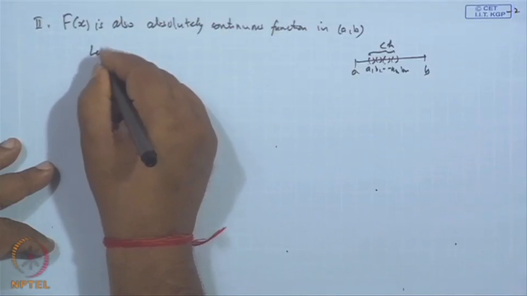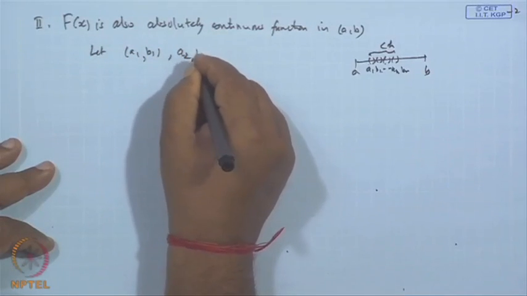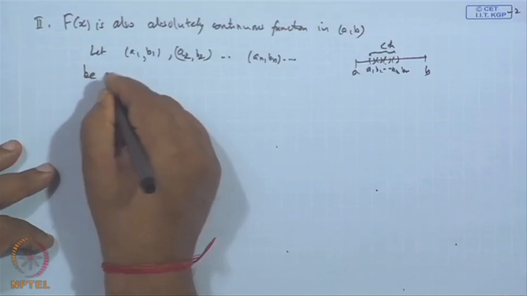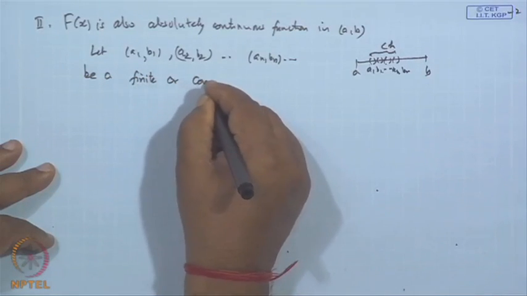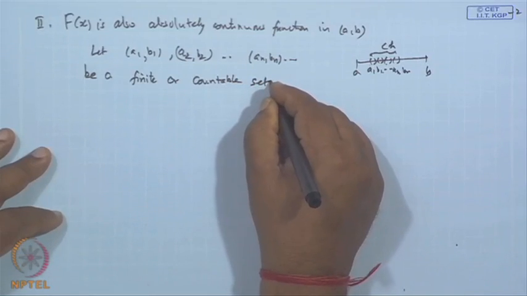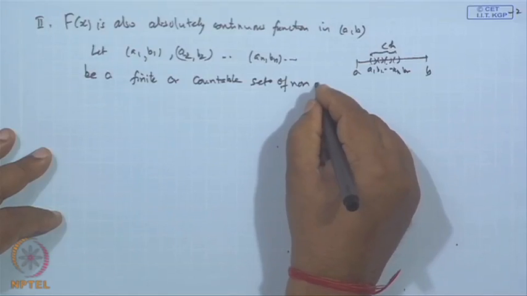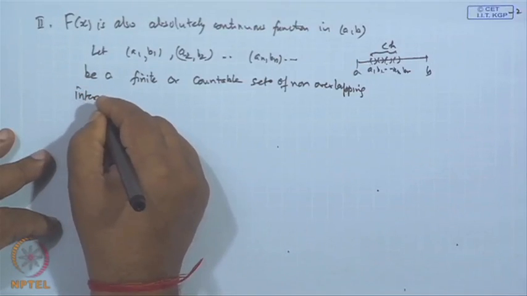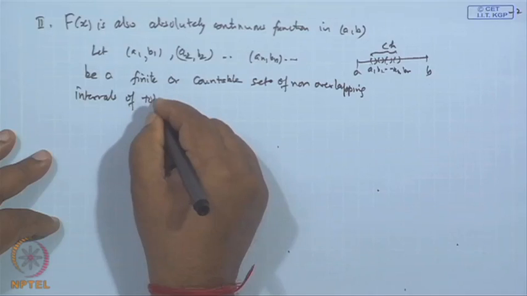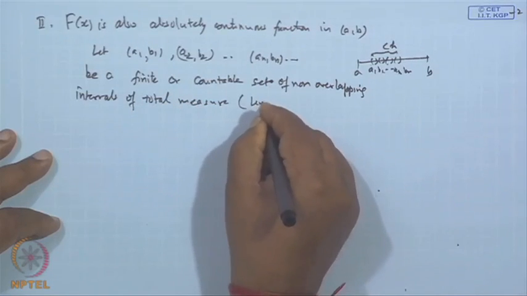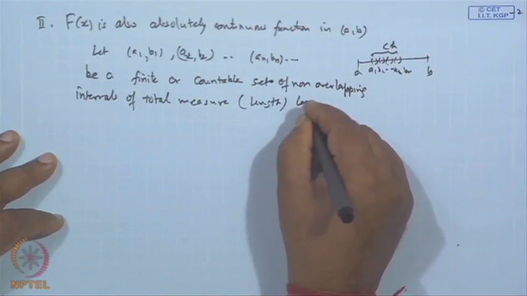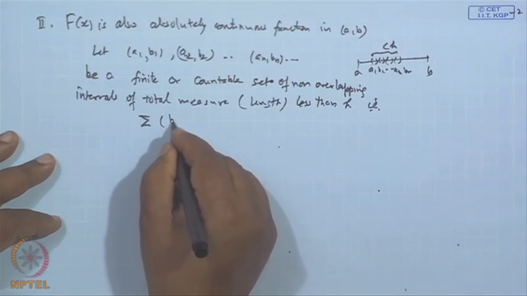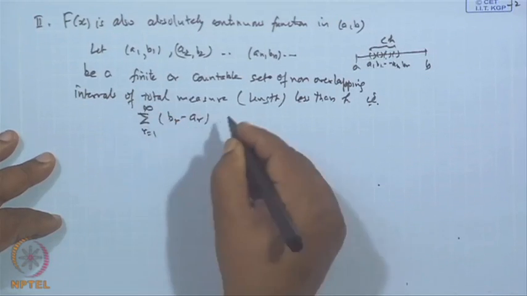So, let us consider (a1, b1), (a2, b2), ..., (an, bn) and so on. These are a finite or countable set of non-overlapping intervals of total measure, that is the length, less than delta, that is, the sum of (br minus ar), r from 1 to infinity, is less than delta.